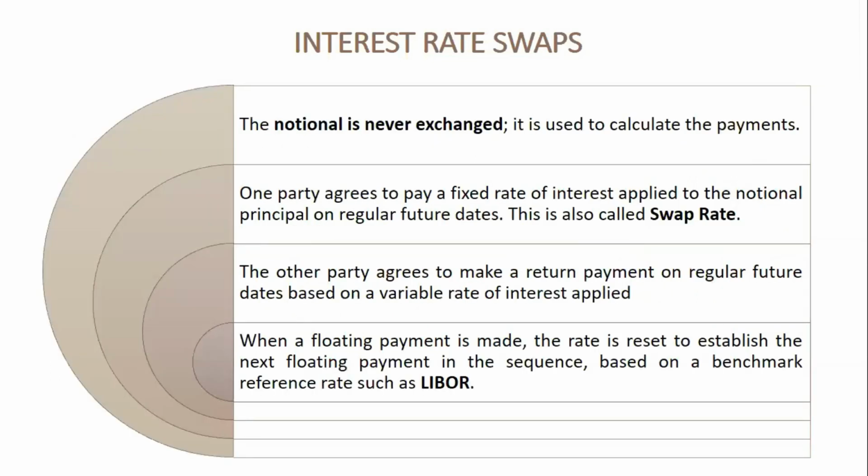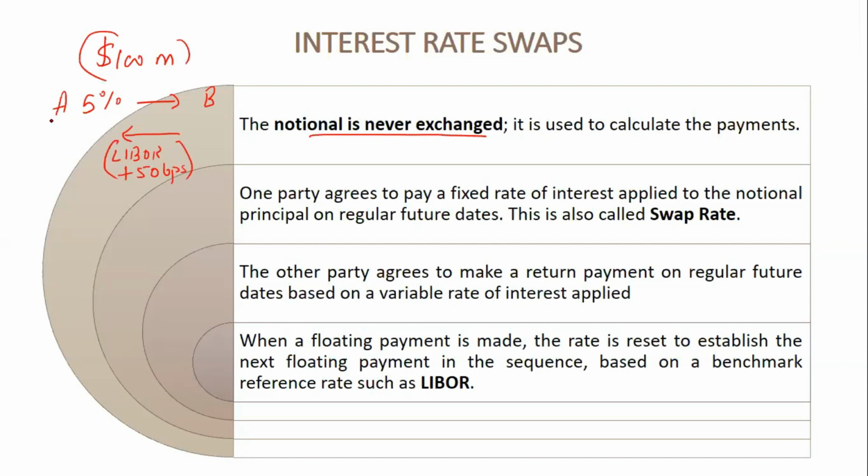In interest rate swap, the notional is never exchanged. I mentioned this in module 1 as well. So we take a certain amount, let's call it $100 million. Party A is going to pay a fixed interest rate, let's say 5% on $100 million to party B. And party B is going to pay a floating interest rate, let's say LIBOR plus 50 basis point, on the same notional to party A.